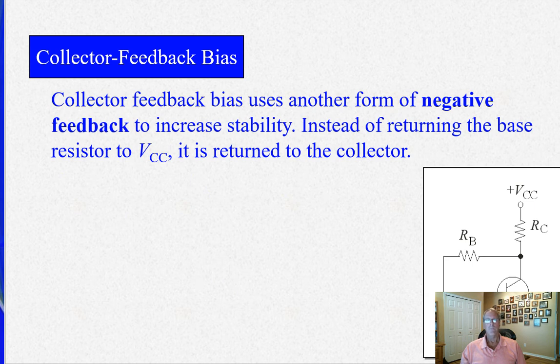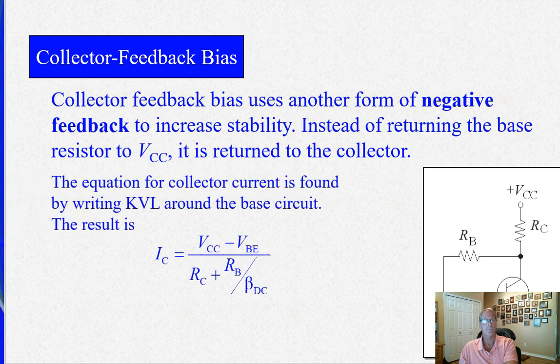And finally, we have collector feedback, which uses another form of negative feedback. As you increase this collector current, you have more voltage drop across RC, so you have less voltage right here at this collector node, which produces less current through RB feeding the base. So it's a similar setup, but that's called collector feedback bias. Don't see a whole lot of those either. And there's another KVL equation for that.